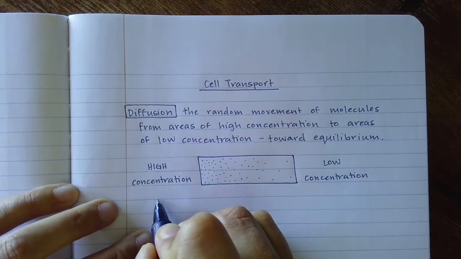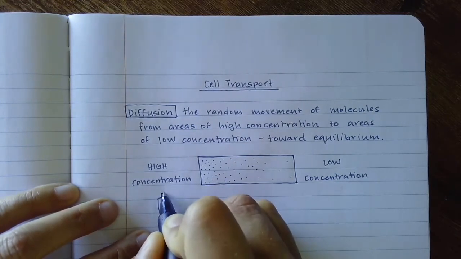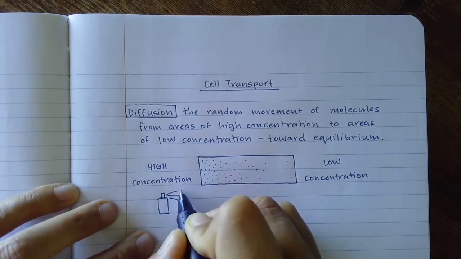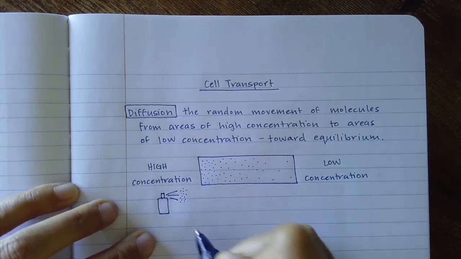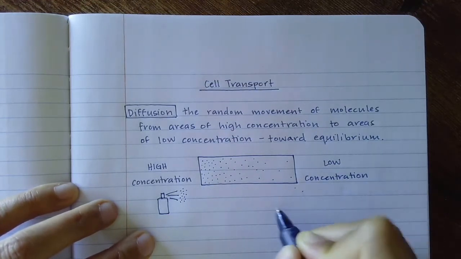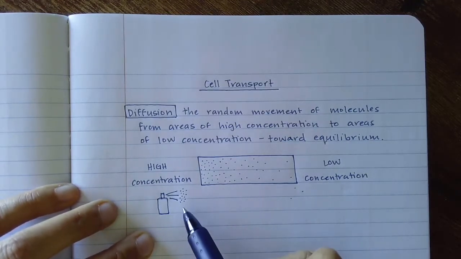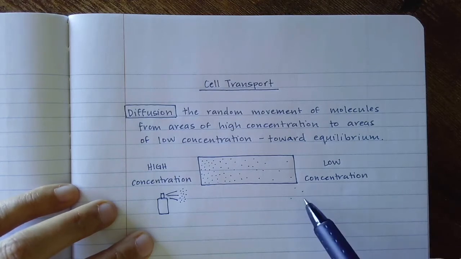So let's draw a little bottle here. My spray of perfume is going to have really, really concentrated molecules close to the bottle, but by the time we get to this other side of the room, the molecules are going to be much, much more spread out. So highly concentrated molecules, and then further away, the lower the concentration of those smell molecules.